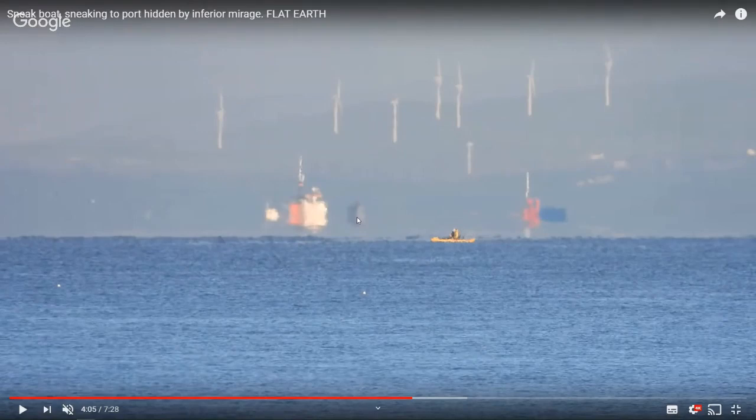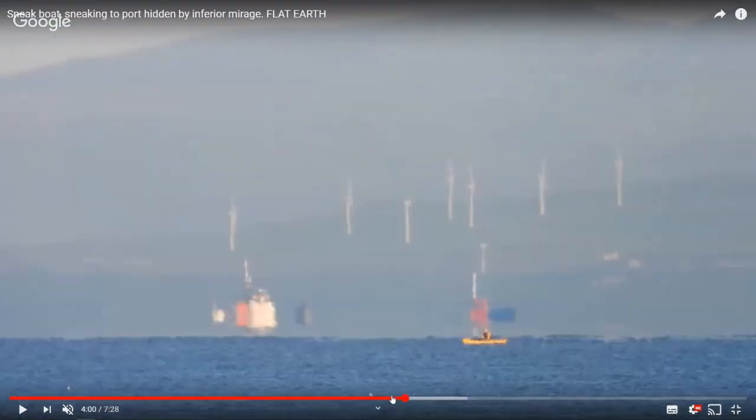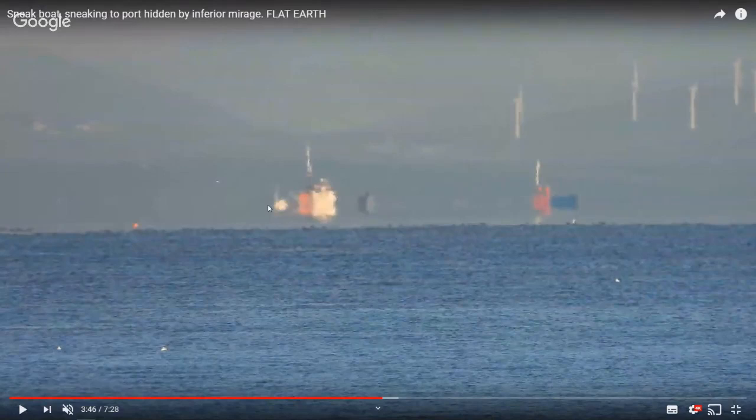And if you just use geometric, I think there's 2/3 of an inch if you just use geometric. But clearly there's about 45 feet of mirage going on here, hiding the bottom of this boat. So that's where Reds Rhetoric's capsule is. It's behind this inferior mirage, behind this blockage.